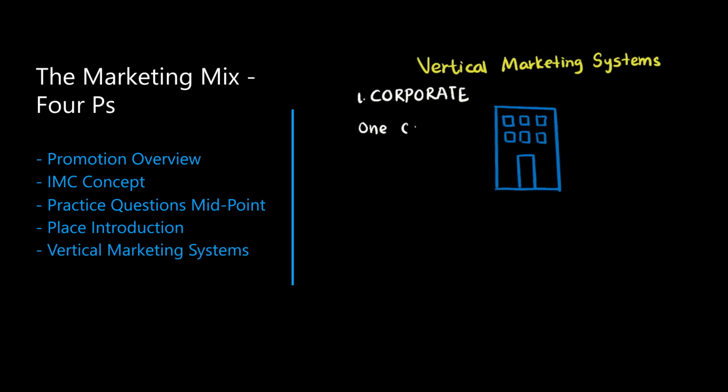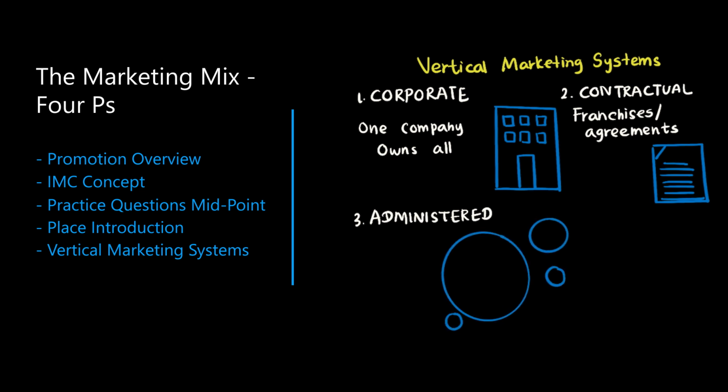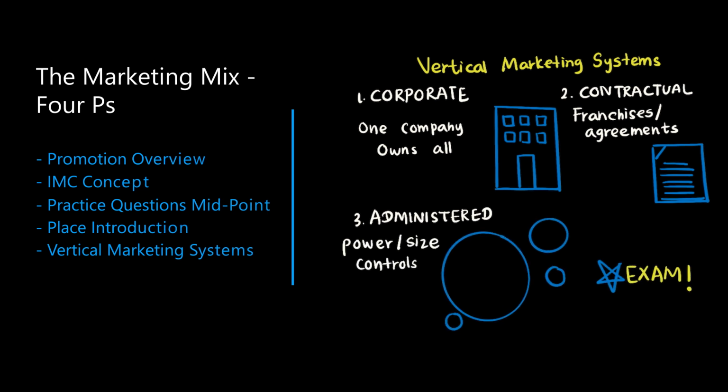Corporate systems have one company owning all levels from production to retail. Contractual systems use formal agreements like franchises. Administered systems have one powerful member controlling the channel through sheer size and influence.